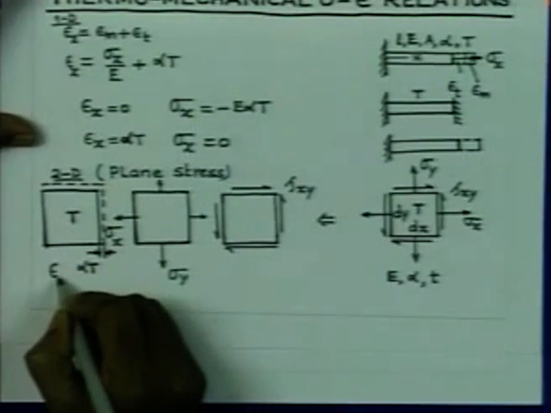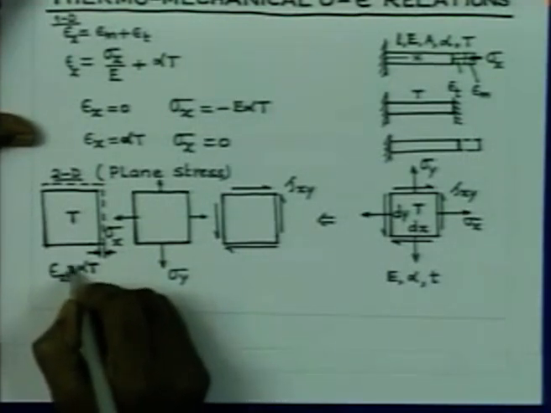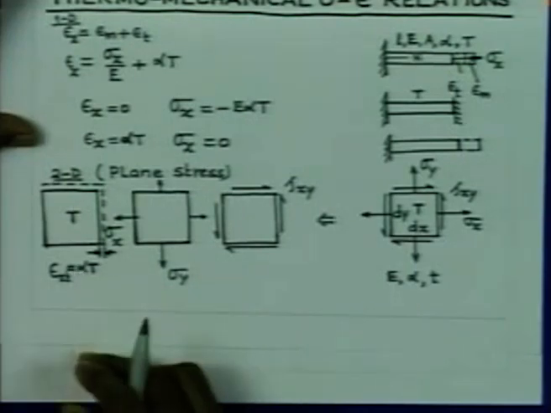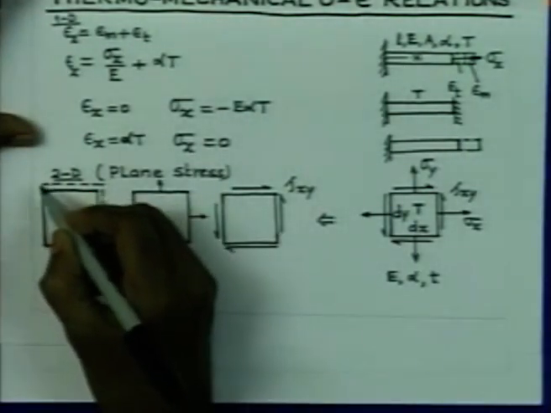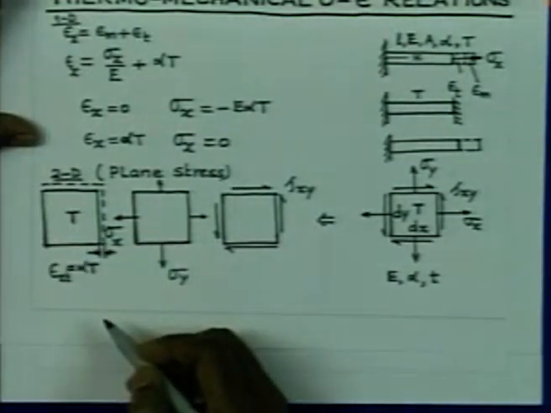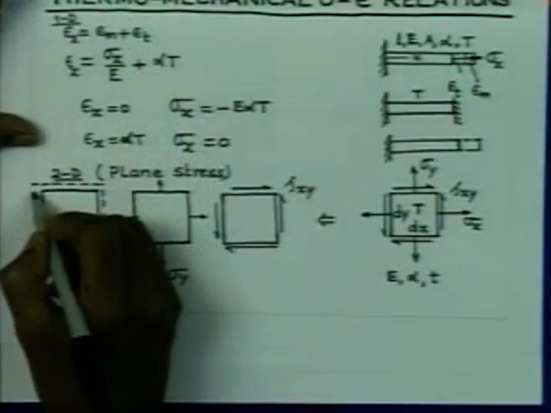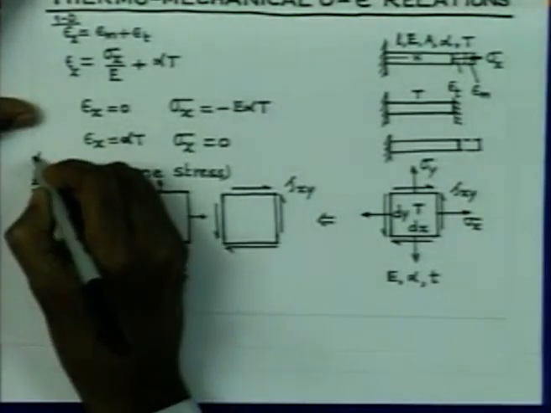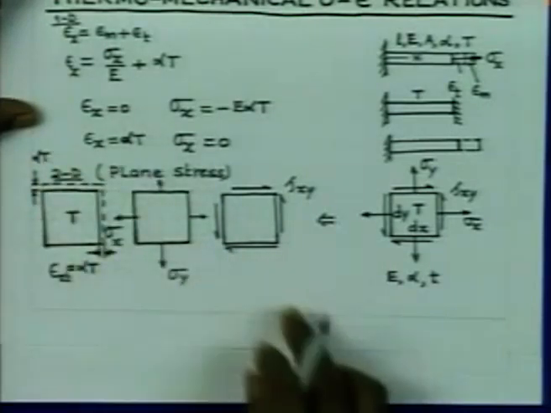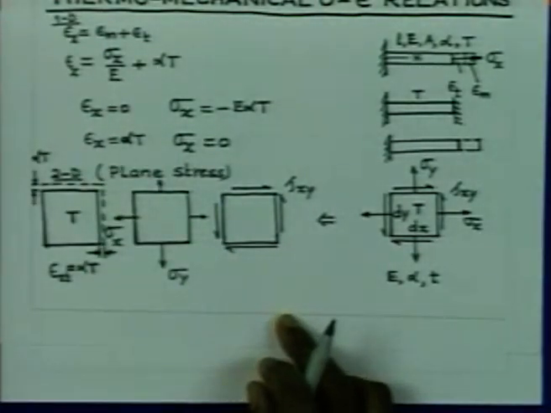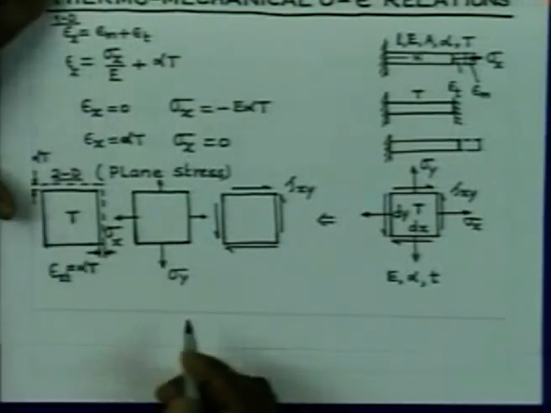So, epsilon x thermal is equal to alpha T. Similarly, if you consider this direction, the height is dy, under the action of temperature rise it is going to expand by dy into alpha into T, and therefore, strain is going to be dy alpha T divided by dy. Again, this strain in this direction is also going to be of magnitude equal to alpha T. So, the strains in the two orthogonal directions are going to be alpha T and alpha T.